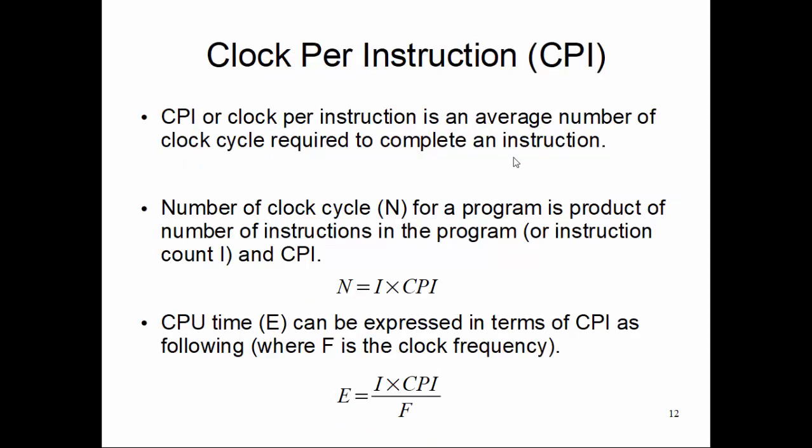Now let's go a little deeper into this number of cycle definition. How do we compute it? There is one metric called clock per instruction, or CPI. Clock per instruction is the average number of clock cycles required to complete an instruction.